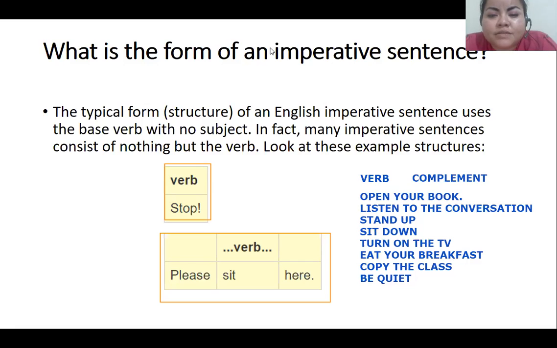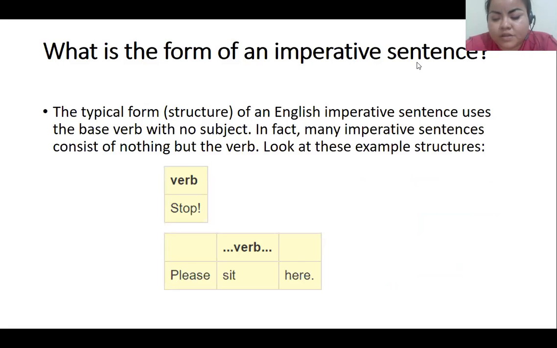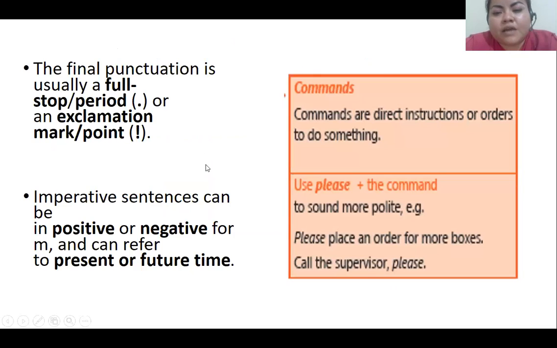Okay, nobody else? No more questions? We're going to see something else about imperatives, okay? Vamos a ver algo más de los imperatives. ¿Copiaron los ejemplos para que tengamos vocabulario? Yes. Okay. Very good. Let's continue. Let's see here. Like we were saying, the final punctuation is usually a full period, right? For the imperatives or an exclamation point.